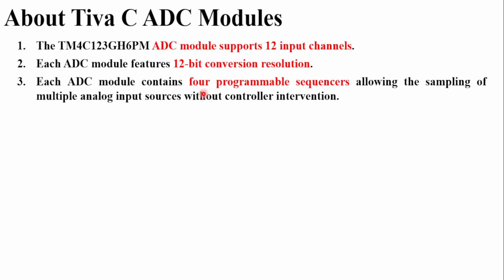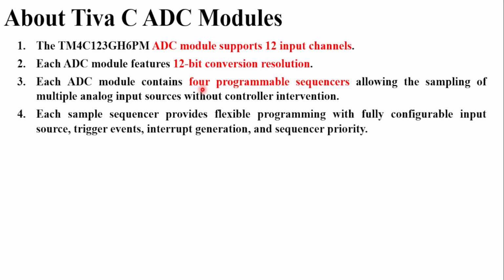Each ADC module contains 4 programmable sequencers. We generally call them sample sequencers. And with these sample sequencers, we can sample multiple analog input sources without the microcontroller's intervention. So that means they can independently work without the intervention of the microcontroller.